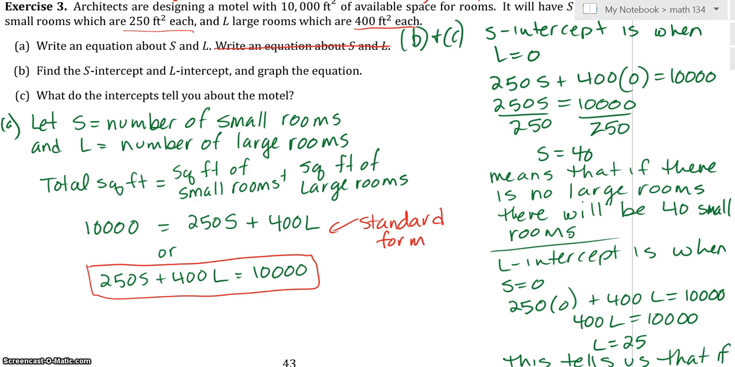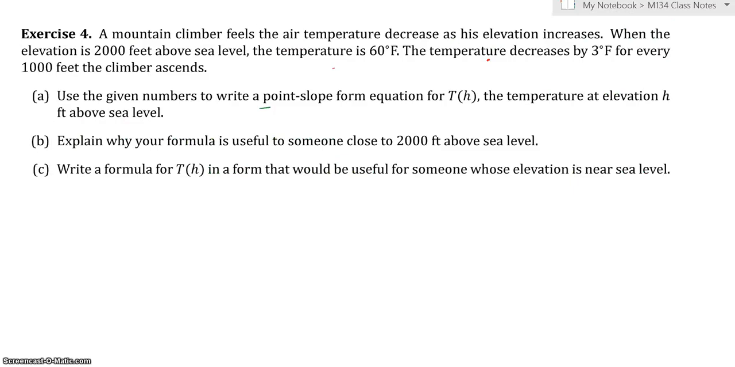Now turn the page and try exercise 4 and 5. Okay, here's exercise 4. Exercise 4 talks about a mountain climber. So let's go ahead and read that.